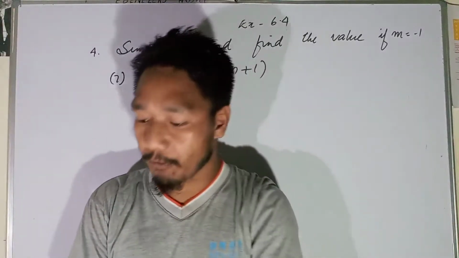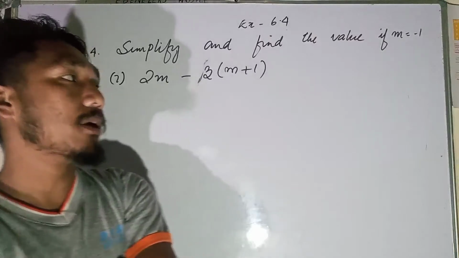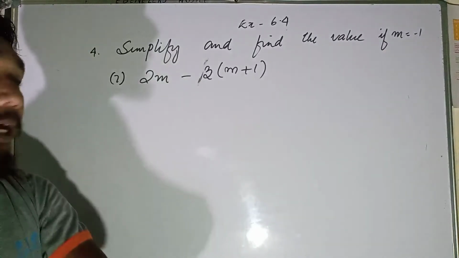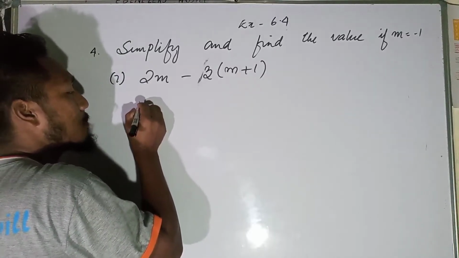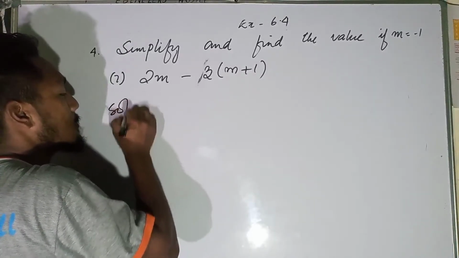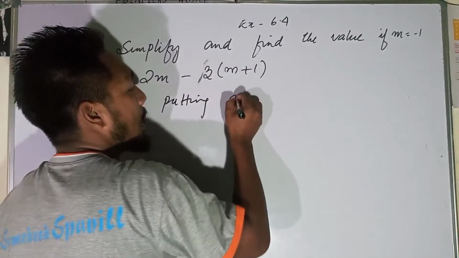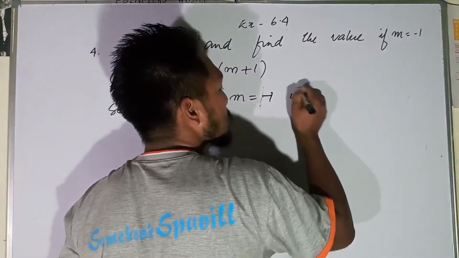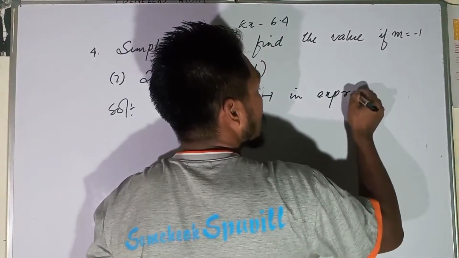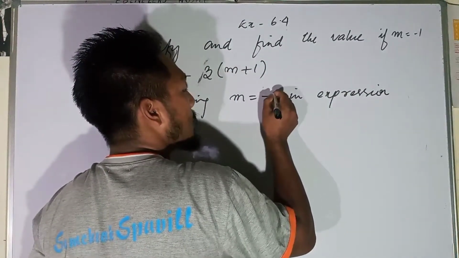Okay, you see what is the question? It says simplify and find the value if m is equal to minus 1. Now where m is there, I have to put the value of minus 1. Okay, substitute. Solutions. Putting m is equal to minus 1 in the expression.